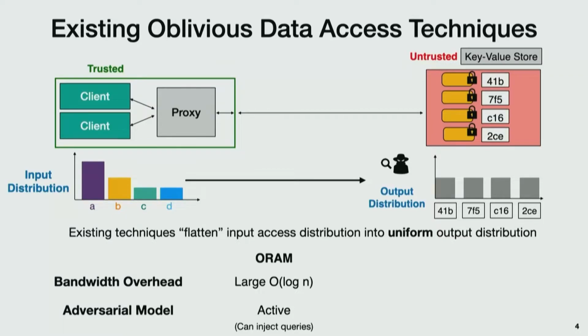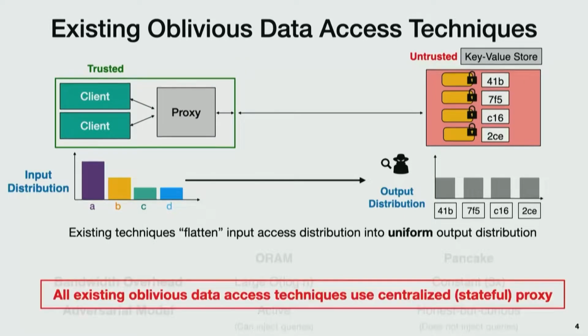The adversarial model for ORAM work is an active adversary, where the adversary can inject its own queries. On the other hand, there is a new line of work called Pancake, which has only constant bandwidth overhead, namely 3x. It works with an honest but curious adversarial model, where the adversary cannot inject its own queries. However, all these systems have one thing in common. They use a centralized stateful proxy.